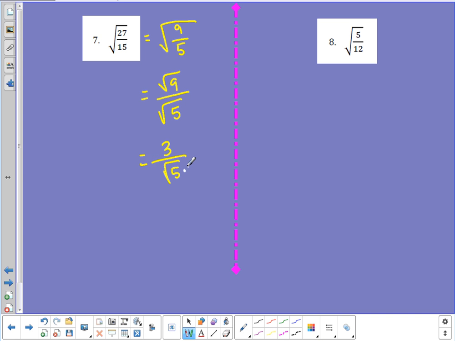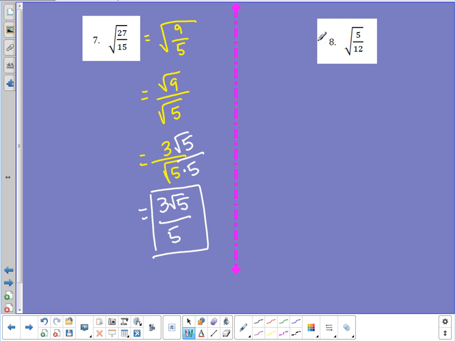I'm going to give myself another factor of radical 5, and I need a factor of radical 5 on the top. So square root of 5 is going to go up there. I end up with 3 radical 5 over 5. There's nothing else that I can do with that fraction, so that is my final answer.